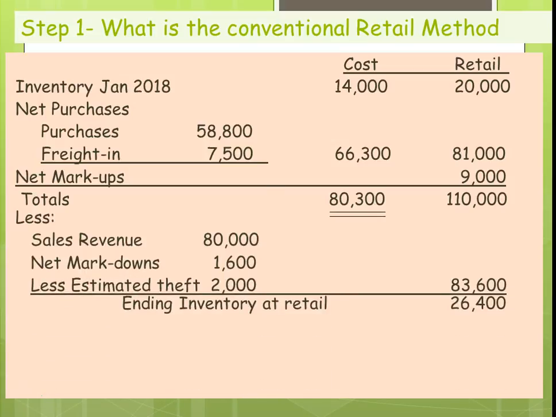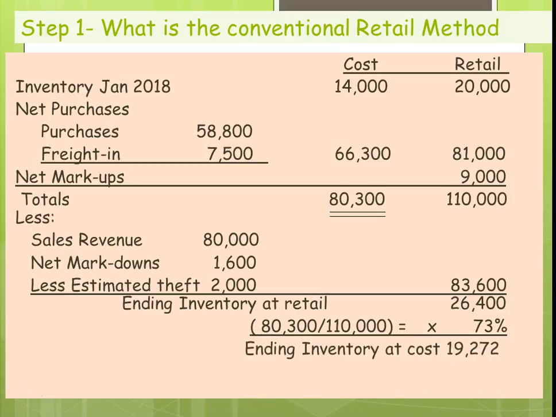Now we're going to take our sales revenue minus the markdowns minus the theft to get our sales at retail. We're going to subtract that from total cost of goods available for sale at retail to get our ending inventory at retail. We're going to take that times the 80,300 divided by the 110, and that gives us 73%. So we're saying that the ending inventory at cost is going to be 19,272 using the conventional retail method.